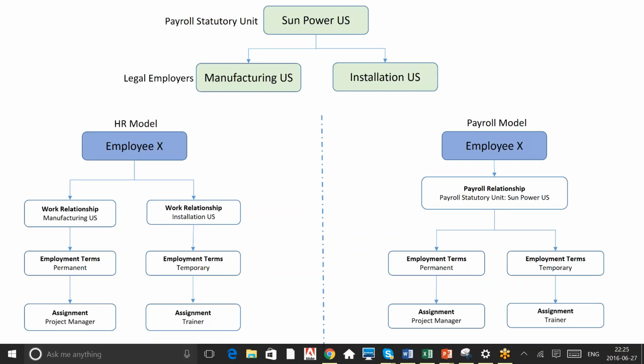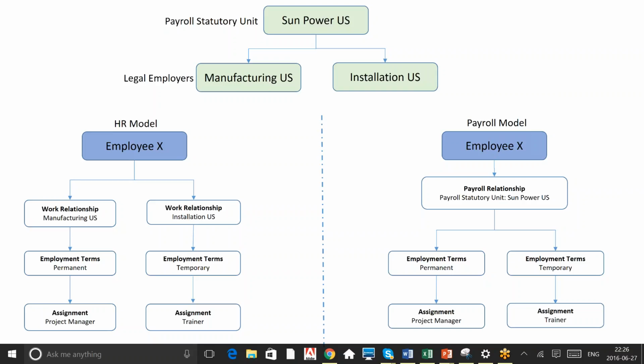Most of the time when we do implementations, we don't do this kind of analysis of how many payroll statutory units we should create and how many legal employers we should create. What we do is we create the legal employers and we mark each legal employer as PSU. So in the majority of our implementations, however many legal employers we have, that many PSUs. So the HR model and the payroll model look the same.